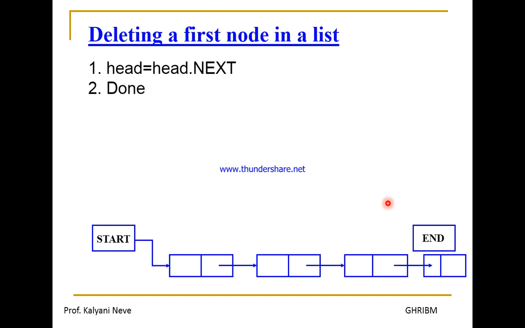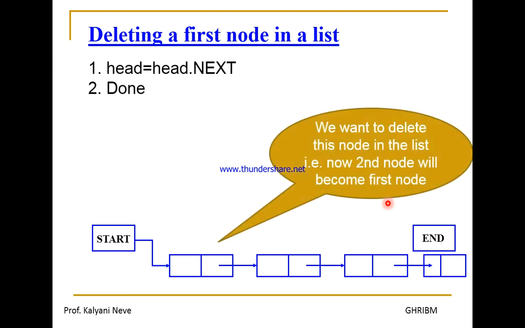As well, we can see the deletion of an element from the linked list. As compared to insertion, deletion is much easier. Now how can we delete the first node in the list? The first node in the list we have to delete. This node we have to delete.